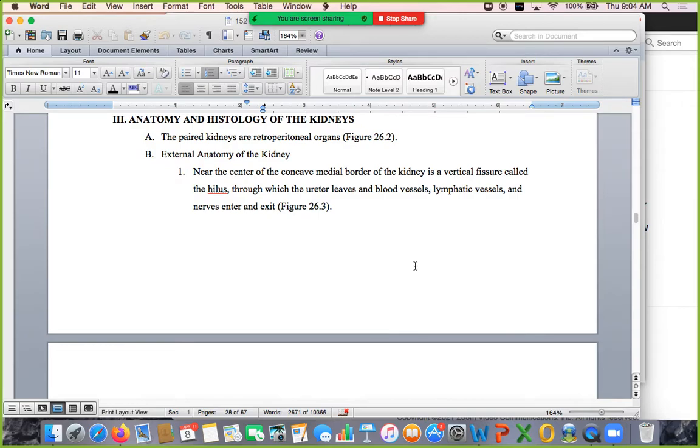So we have a concave region of the kidney that has a little fissure in it called a hilus. And the hilus, we'll see this again in multiple different places. But the hilus is basically going to be a region where things come in or exit. In this case, it's going to be blood vessels entering, nervous tissue entering, and lymphatic tissue entering.